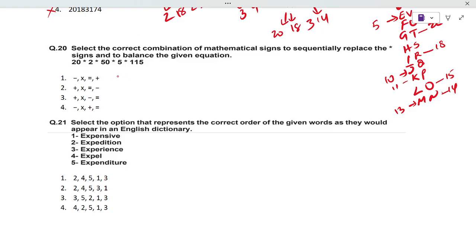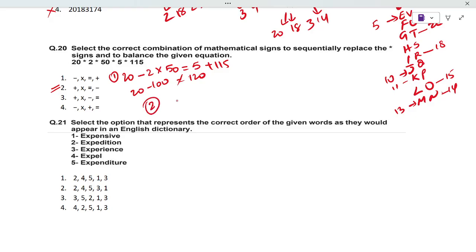So let's check. Option 1: 120 minus 2 into 50 is equal to 5 plus 115. Here we will not get it, because 20 minus 100 is not equal to 120. We'll never get equal. I don't think this is right. But let's check the next one.